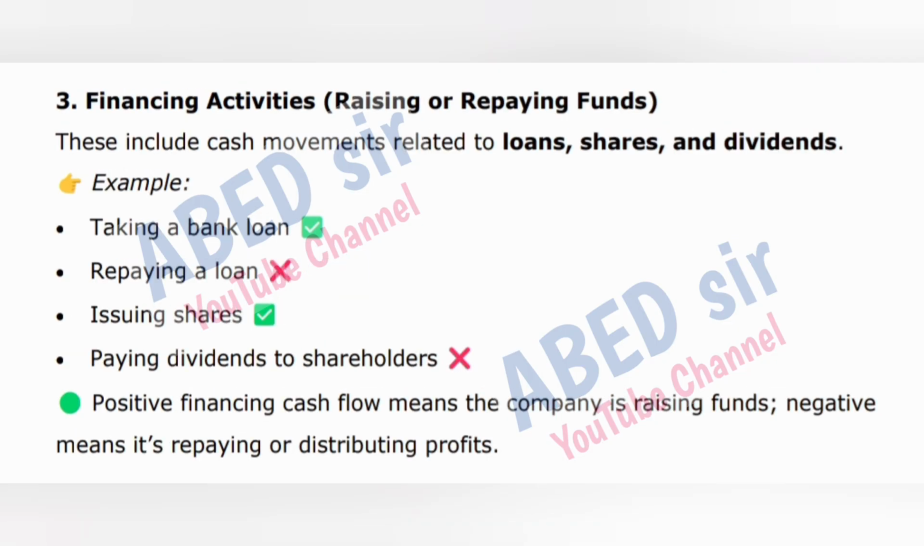3. Financing activities: raising or repaying funds. These include cash movements related to loans, shares, and dividends. Example: taking a bank loan, repaying a loan, issuing shares, paying dividends to shareholders. Positive financing cash flow means the company is raising funds. Negative means it's repaying or distributing profits.